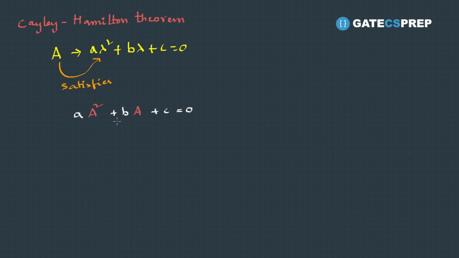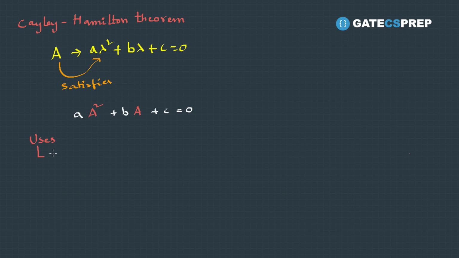Cayley-Hamilton theorem. It says that if we have a square matrix A, and once we write the characteristic equation, we get some a lambda square plus b lambda plus c equals 0. And this theorem says that this A satisfies the equation, which means that A can be written in place of the lambda. Something like this: a into A square plus b into A plus c equals 0.